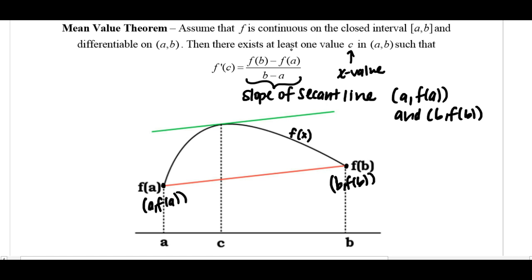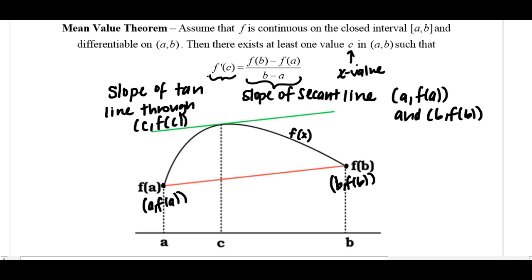Alright, so what this says is there's going to be at least one c value between a and b, such that f prime of c, so f prime of c is a derivative. A derivative is the slope of a tangent line. So this is the slope of the tangent line through c, f of c. So what this is saying is there's at least one value where the slope of the tangent line is equal to the slope of the secant line at the endpoints. So a, f of a and b, f of b are the endpoints.